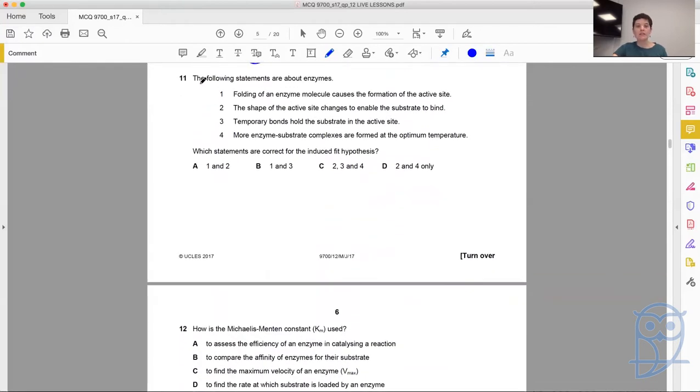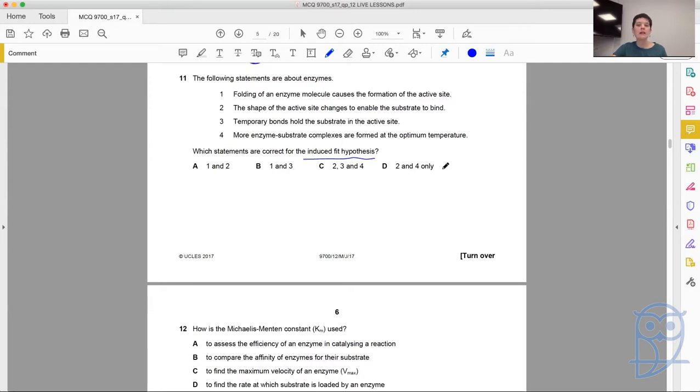Question 11. The following statements are about enzymes. Folding of an enzyme molecule causes the formation of an active site. The shape of the active site changes to enable the substrate to bind. Temporary bonds hold the substrate in the active site, and more enzyme substrate complexes are formed at the optimum temperature. Which statements are correct for the induced fit hypothesis?